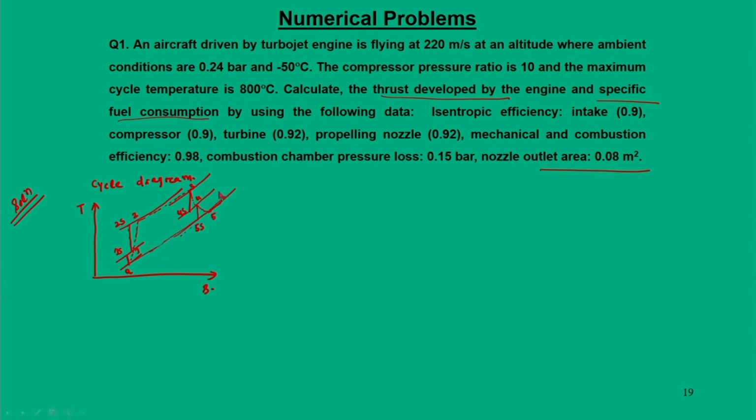Of course, you can draw this as a constant pressure line which is ambient, PA and TA. These values are already known as 0.24 bar and minus 50 degrees centigrade.